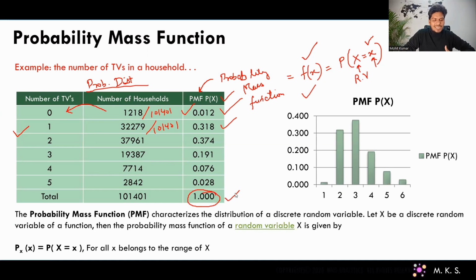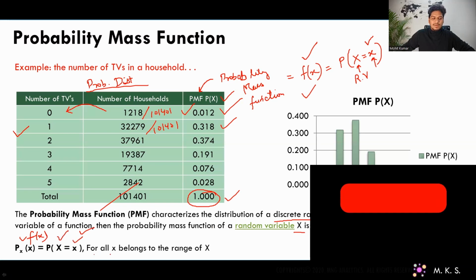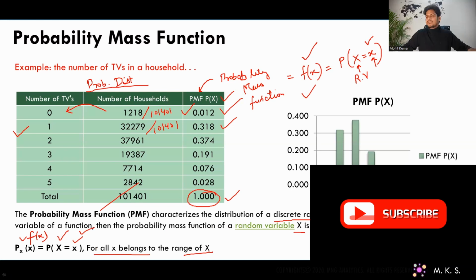Now let's look at the official definition. We have looked at the example. The probability mass function characterizes the distribution of a discrete random variable. Let X be a discrete random variable. Then the probability mass function of X is written as P_X of x, which in books you will find as small f of x equal to the probability of your random variable X taking a particular value x, for all x belonging to the range of X. This is your probability mass function.